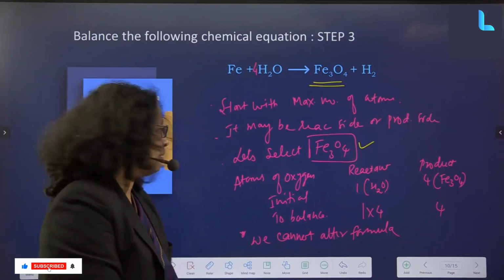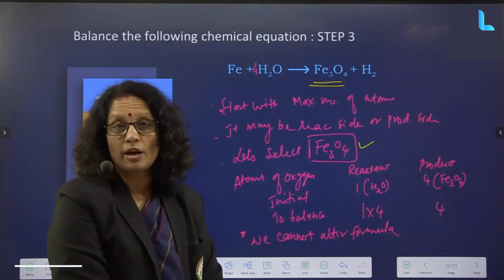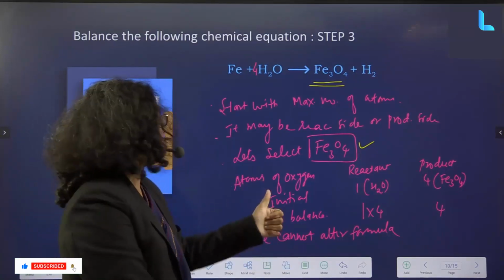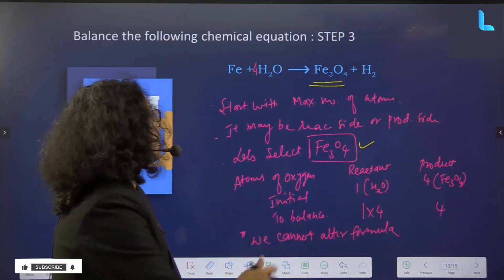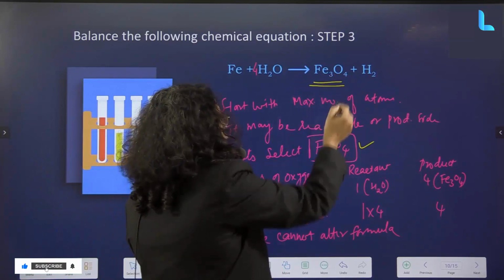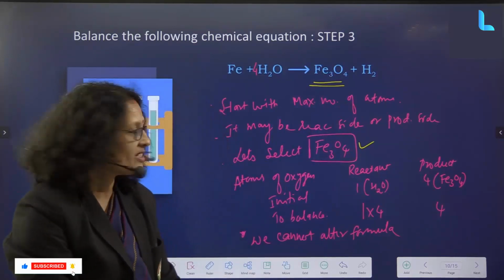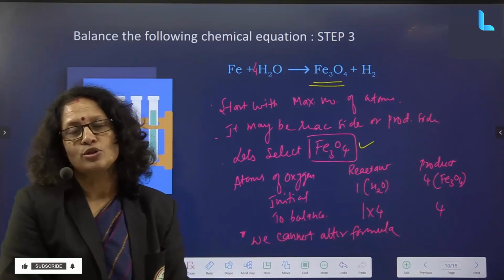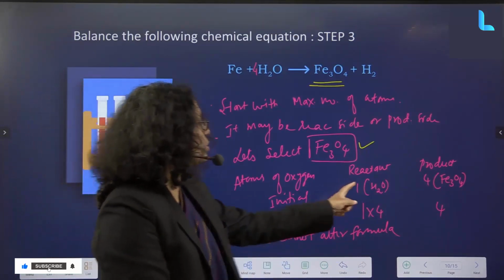Now what is there? There is one table we will make just to find out what we have to balance. We have to plan a strategy. What is our strategy? The atoms of oxygen. In this Fe3O4 there is oxygen also. We have to balance it first. So initially how much is present and finally what has to be balanced.